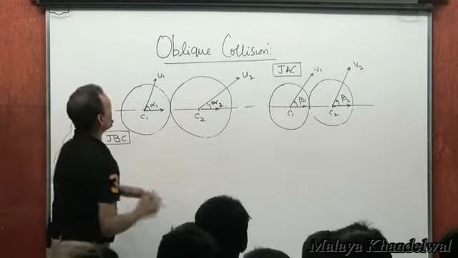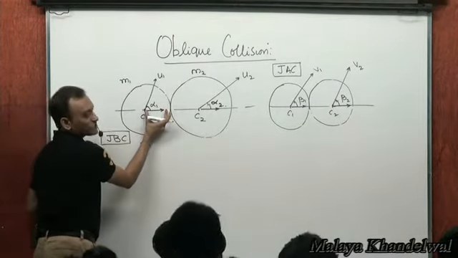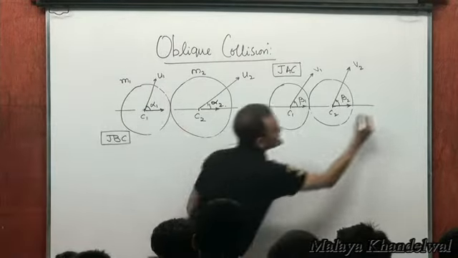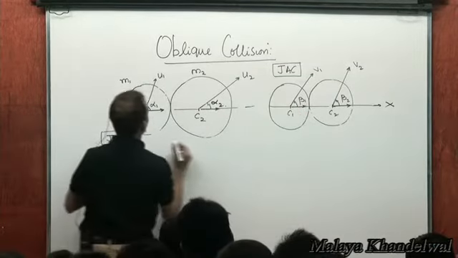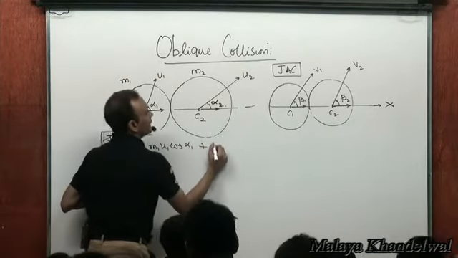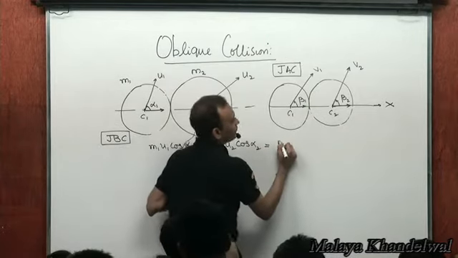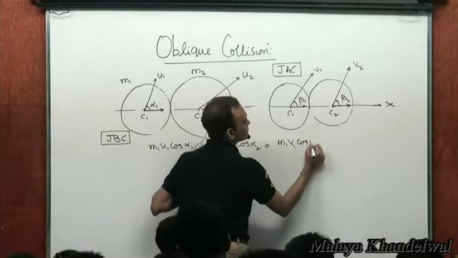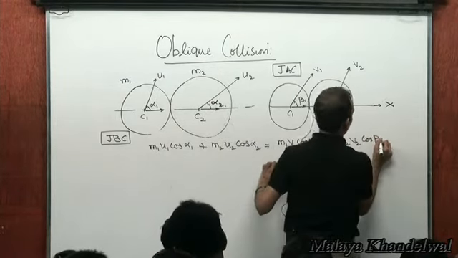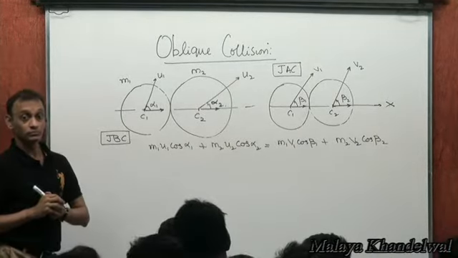When I conserve linear momentum, say the mass of this is m1, the mass of this is m2. Then what's the velocity of this in this direction? u1 cos alpha 1, right? So the linear momentum in this direction, let's say the x direction, is m1 u1 cos alpha 1 plus m2 u2 cos alpha 2 is m1 v1 cos beta 1 plus m2 v2 cos beta 2. That's conserving linear momentum in this direction, right?